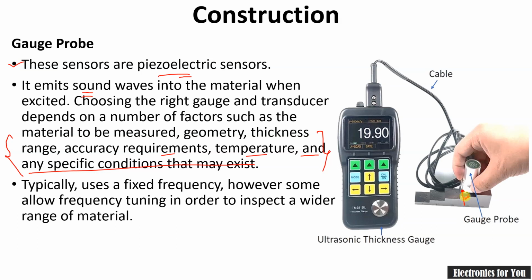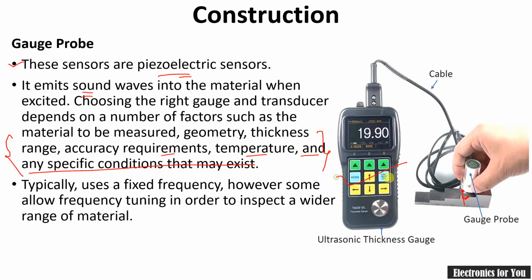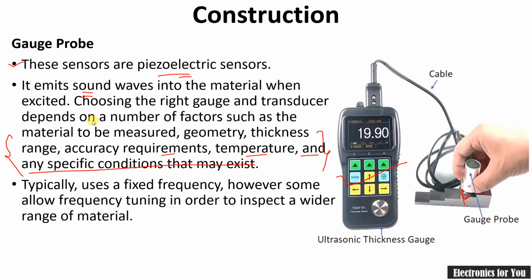Generally, a fixed frequency is used for the gauge probe, but we can also use a tuning frequency whenever needed. The next one is the thickness gauge. This device is known as the thickness gauge. As you can see here, it is connected via a cable to this gauge probe. The gauge probe just produces the ultrasonic frequency. Its output is connected through this cable to the ultrasonic thickness gauge.